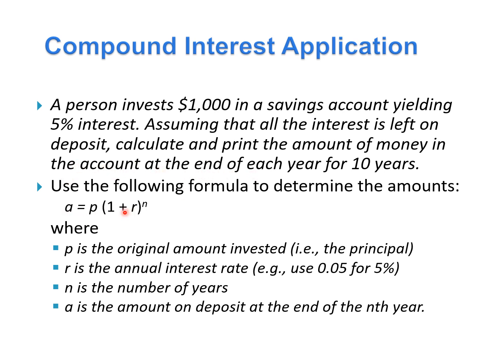So the formula is that A equals P times (1 plus R) raised to the power of n. Here A is the amount on deposit at the end of n years, n is the number of years, and P is the original amount invested, which is also called the principal. And R is the annual interest rate, which has the actual real value. For example, 5% would be equal to 0.05 for the variable R. Of course, you can use Excel to calculate this formula, but here we will write a Java program to calculate and print the amount on deposit.